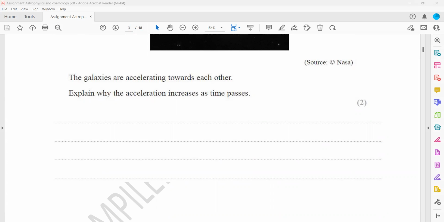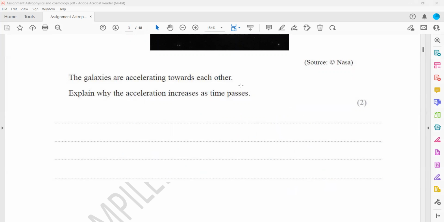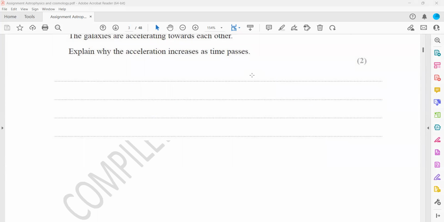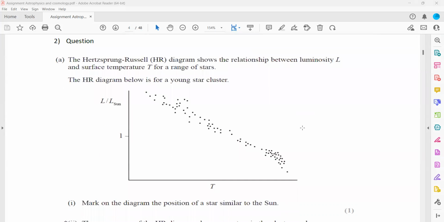Because when the objects are closer to each other, the gravitational force is stronger, and it follows the inverse square law. When the distance decreases by 2, the force will increase by a factor of 4. If the distance decreases by 3, the force will increase by a factor of 9. So as the galaxies come closer to each other, the gravitational field strength will increase. As it follows the inverse square law, the acceleration of the galaxies will also increase as the force is increasing.